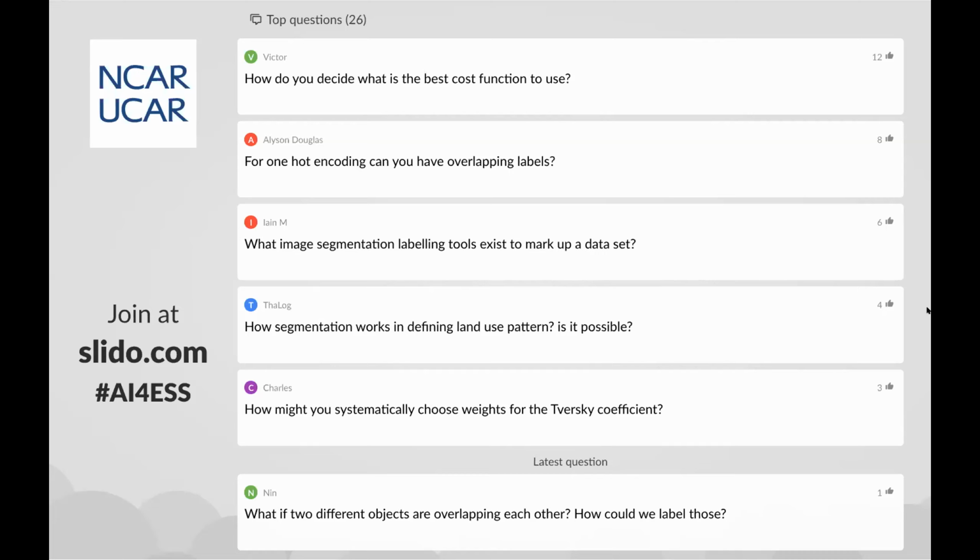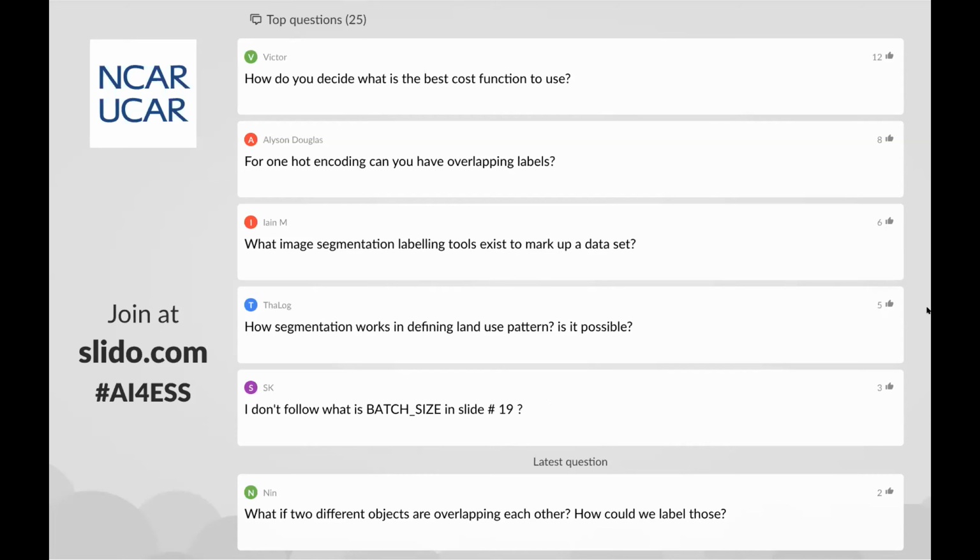There's a question here about how you might systematically choose weights for the Tversky coefficient. There are hyperparameter search algorithms out there. You can explore the full space of the different weights. So there are ways, kind of a programmatic approach, to go through and see what gives you the best score for your test, train and validation data sets. There are tools out there that can do this for you, that can look through and explore the range of weights to choose what might be best for your system.